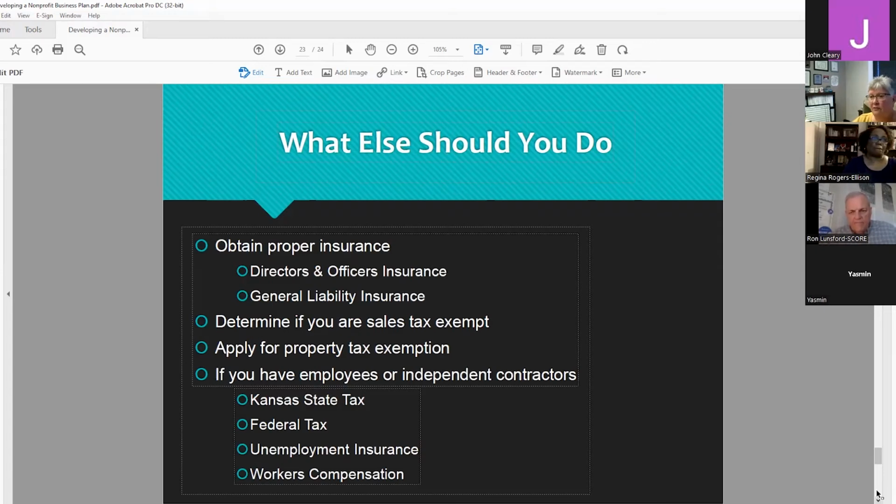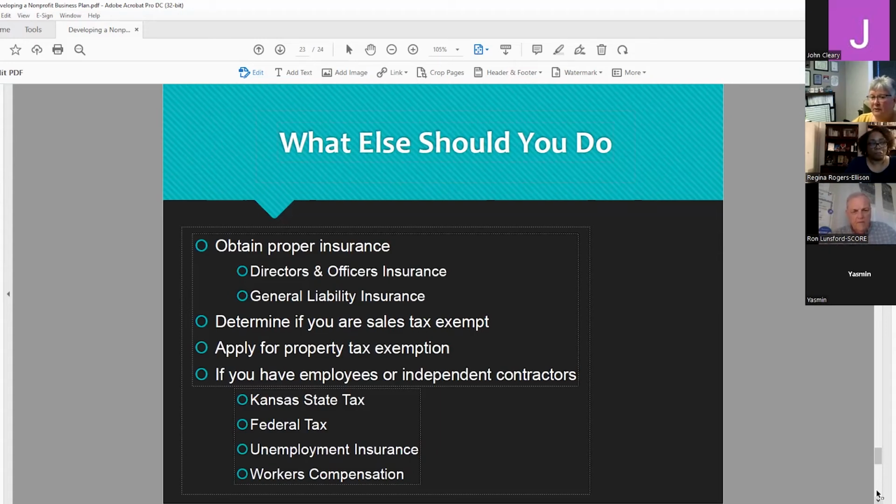The other thing that every organization should have is some sort of general liability insurance in case somebody gets injured or whatever. There may be other insurances you need to have based on what you're doing, but these are the two that I can tell you absolutely should have.